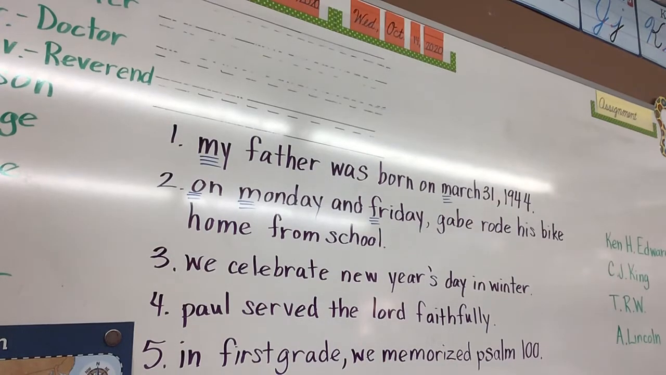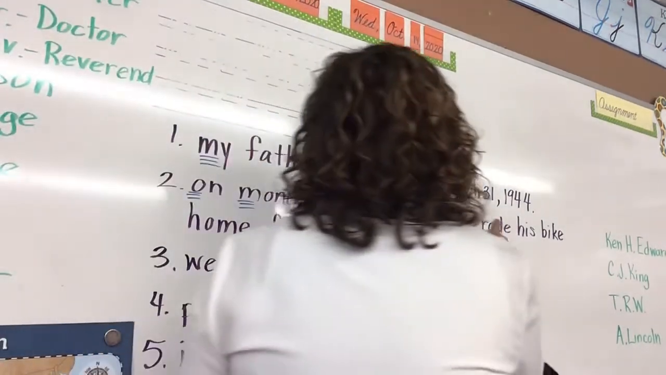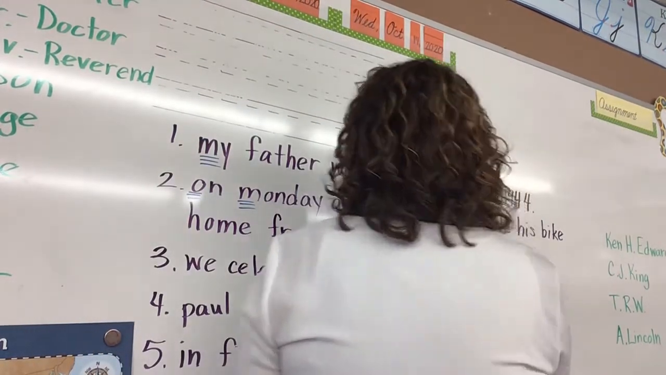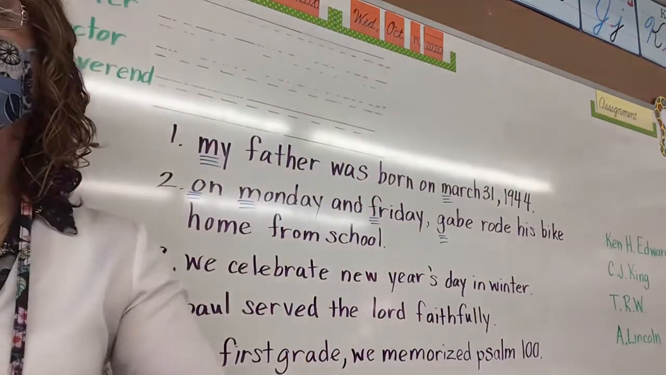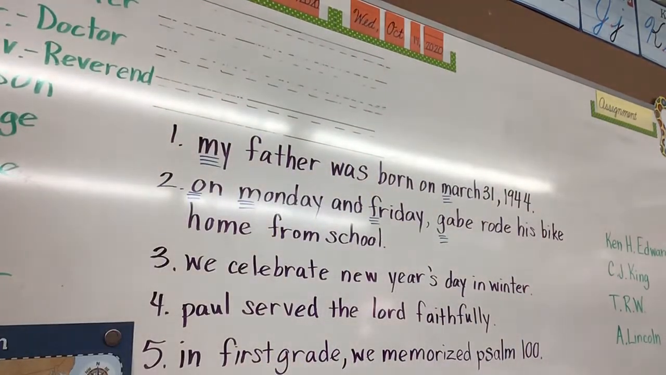All right, and? Gabe. Why? Because it's the name of a person. Yes. Or you could say it's a proper noun, or you could say name. A name of a person, okay? All right, anything else? No, very good.